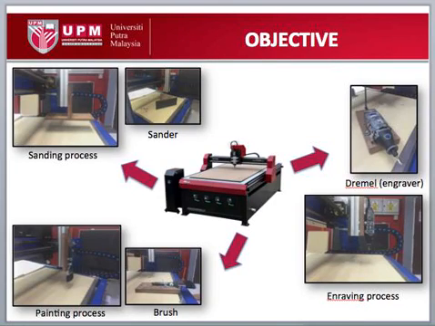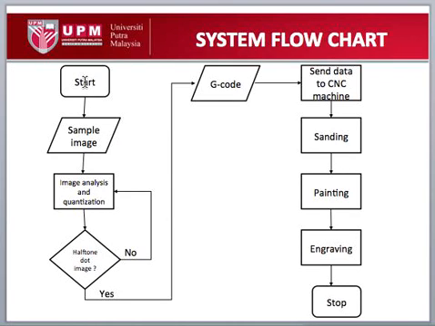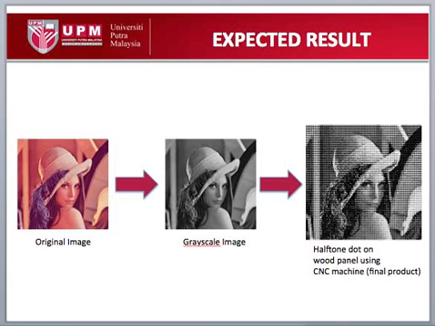Okay, so this is the system flowchart from start. It takes the input image, and the image will be analyzed and produced into halftone, and the halftone will be converted into G code. The G code will be sent to the CNC machine, and the process will start with sanding, painting and engraving. Okay, basically this is how the whole system works. This is the input, and it has been processed and turned into the halftone dot image.